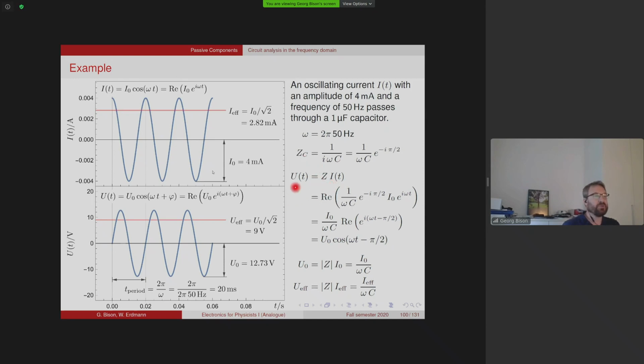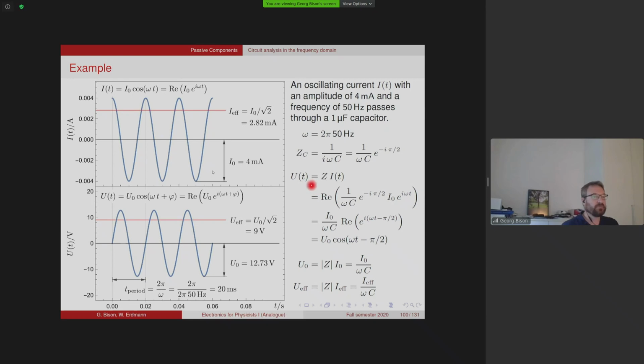And now, since we want a real world voltage, we can immediately take the real part of that and put in the complex definition of this current. So this is the extension into the complex plane of the cosine wave. And then it's easy to multiply this oscillating current with the impedance. We simply add the two exponents of the E function. We get this. And then we identify this with a phase shifted cosine.